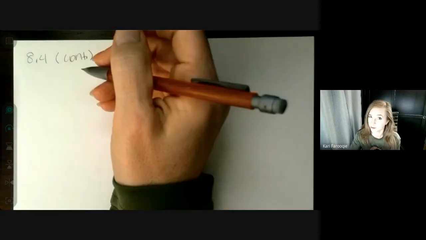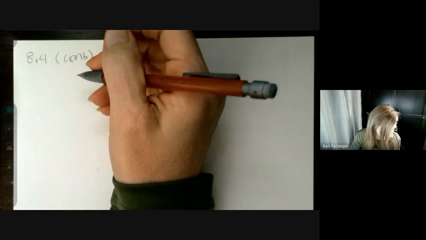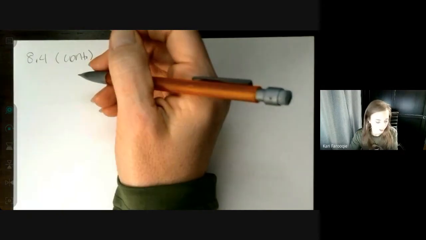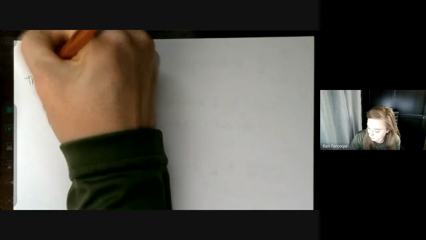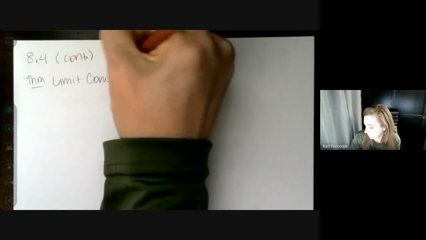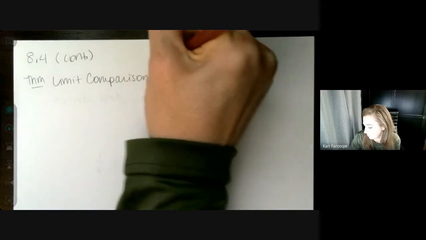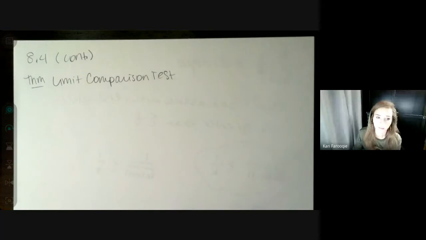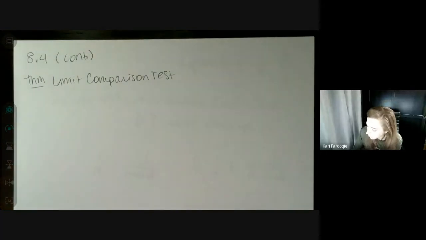And I told you I really like the limit comparison test, and I don't know why. I guess just because I find it so useful. Okay, so here's your theorem. Limit comparison test. And I know people don't like limits, so maybe you feel like you're going to hate this. You're not going to hate this. You're going to love it. You're going to learn to love it.